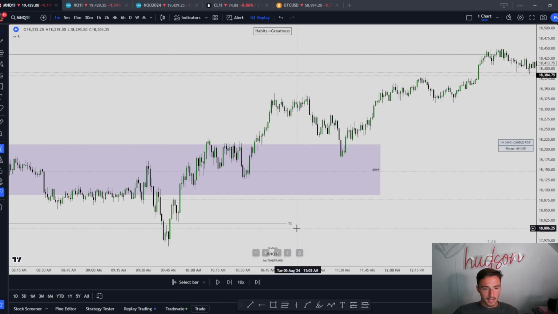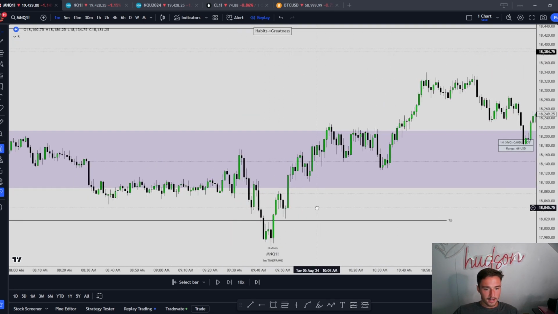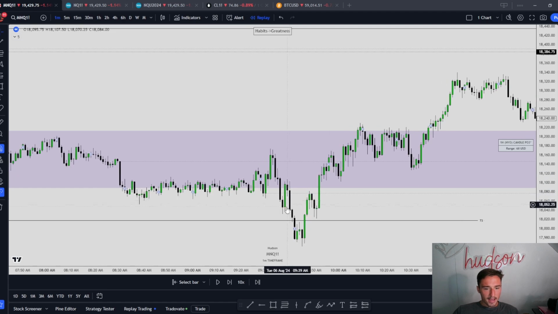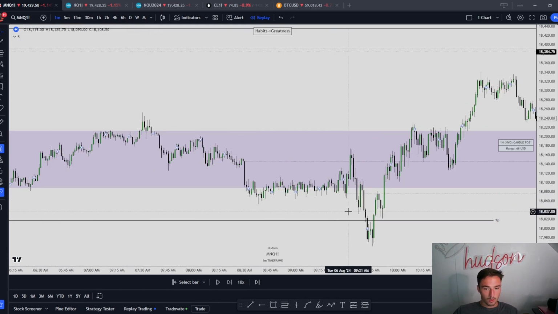So that is an example on the right here. We can actually use this example right here. What do we have? We have accumulation, we manipulate higher, creating a higher high, and we haven't reached the 30-minute draw on liquidity, which was right here.